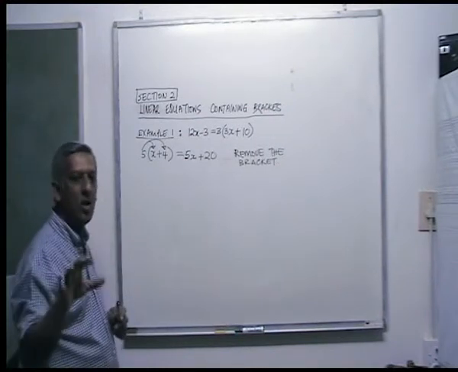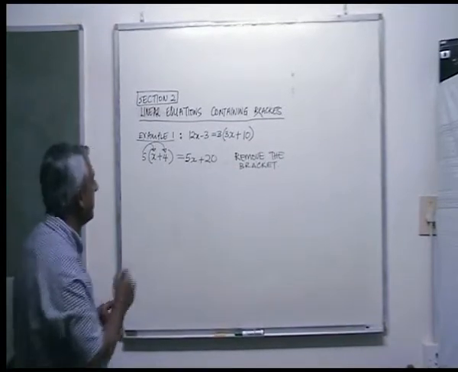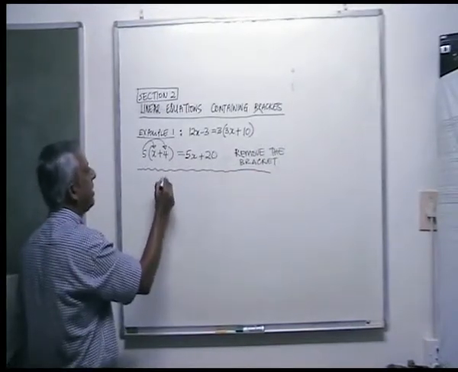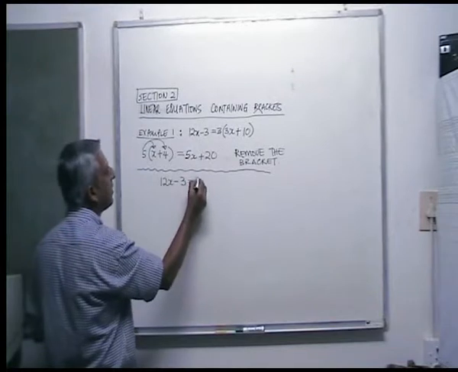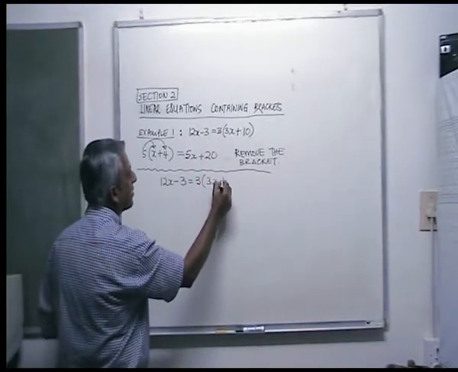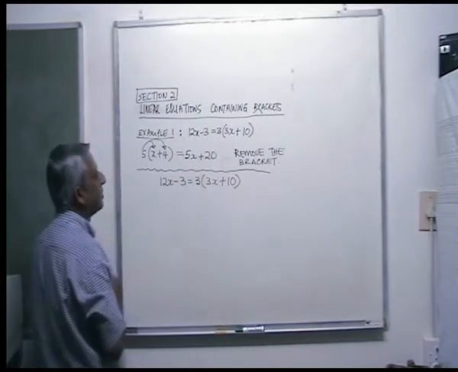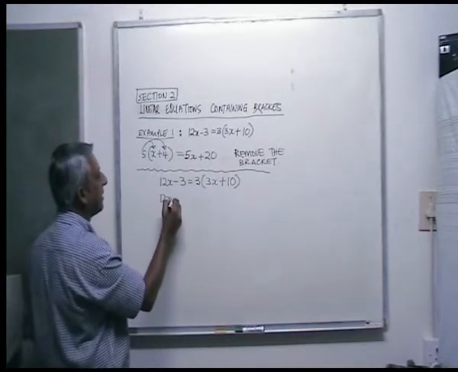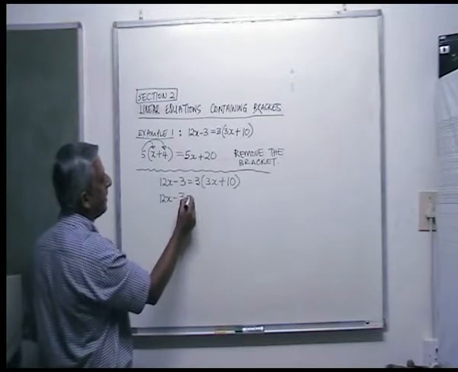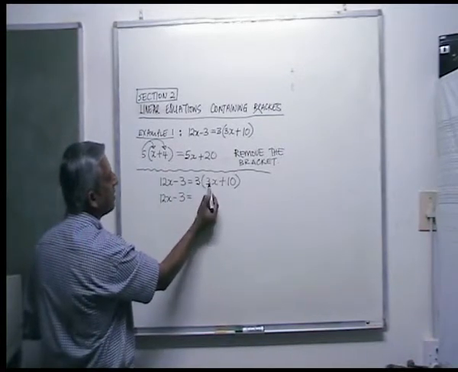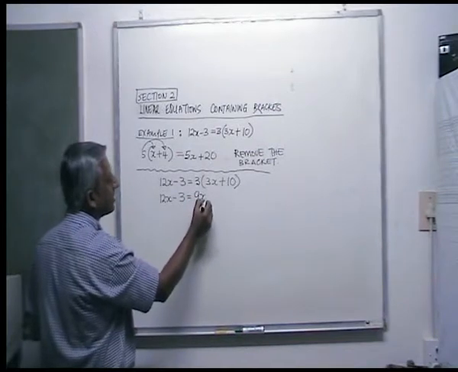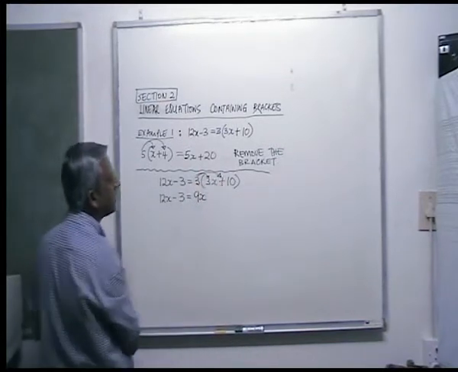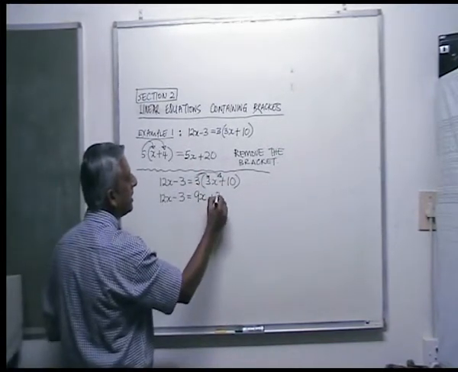Now we're going to assume that you know how to remove brackets. So if we take this example again, 12x minus 3 is equal to 3 into 3x plus 10. Your first job is to remove this bracket. This side, you're only rewriting it. That's all. And then you're removing the brackets. So 3 times 3x will give you 9x. Then 3 times 10 will give you 30.